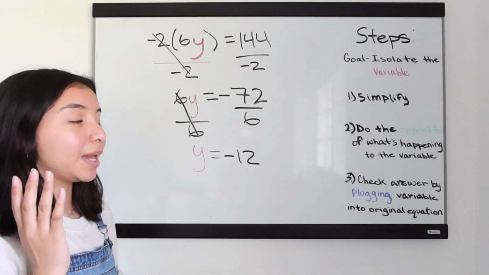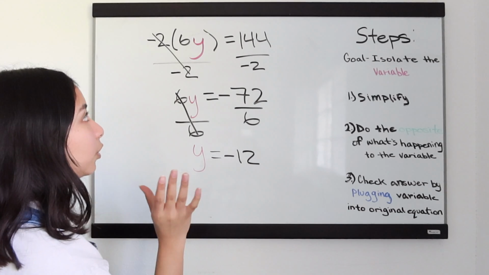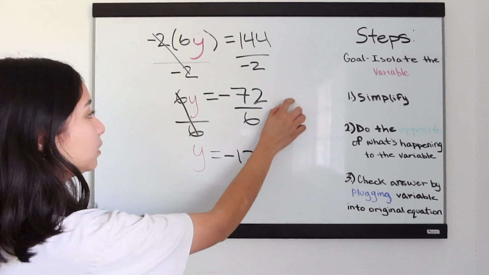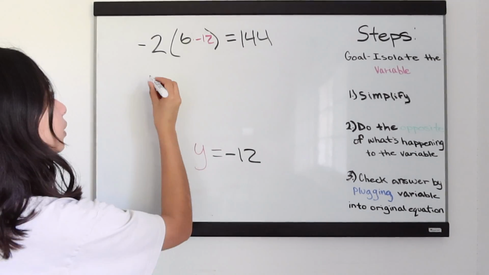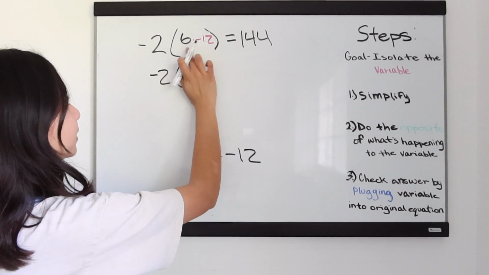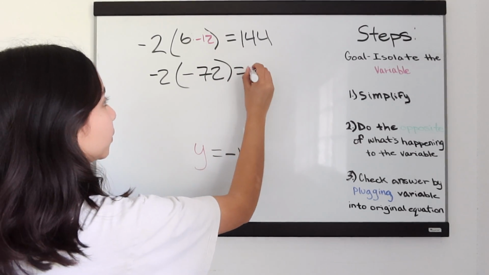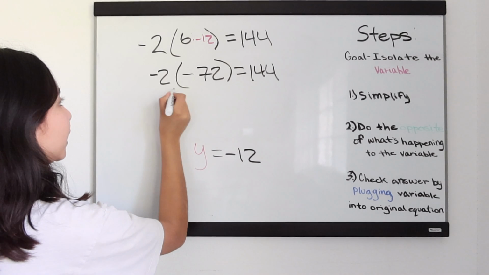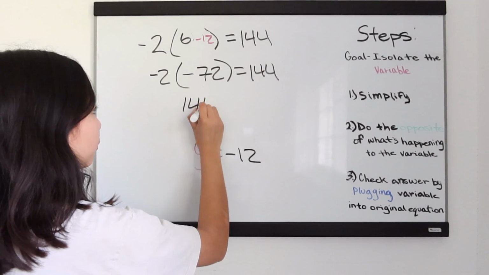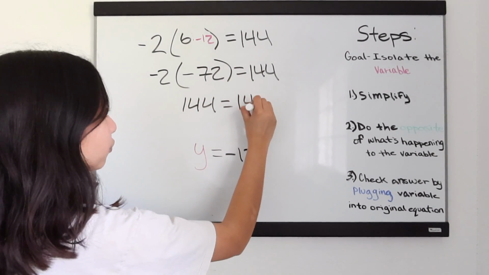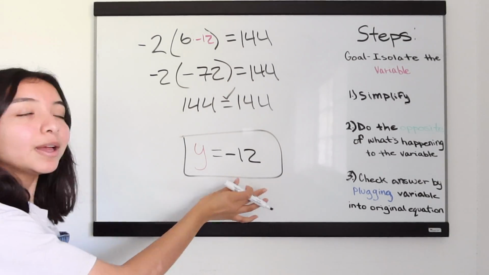Again, we always have to make sure that our answer is correct, and we do that by plugging in the value for y into our original equation. So let me erase this. Let's plug negative 12 into the y. So now we get negative 2 times 6 times negative 12, which is negative 72, is equal to 144. Negative 2 times negative 72 is equal to positive 144, is equal to 144. This statement is correct, which means that y is indeed equal to negative 12.